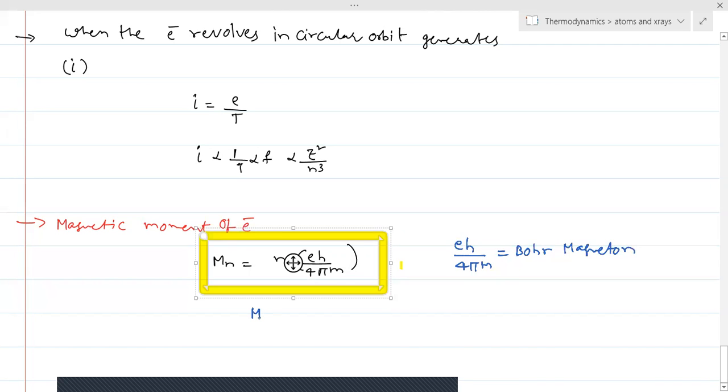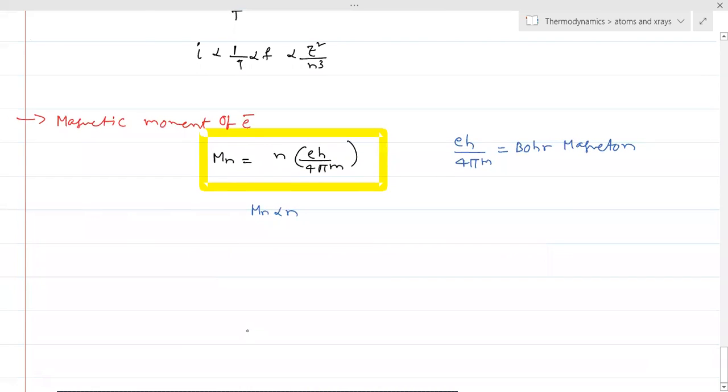Therefore, Mn is proportional to n. Actually, we have a trick to easily remember this formula. Mn is proportional to n.